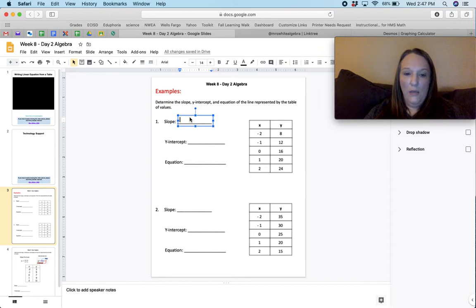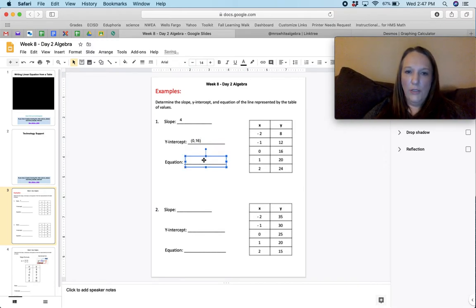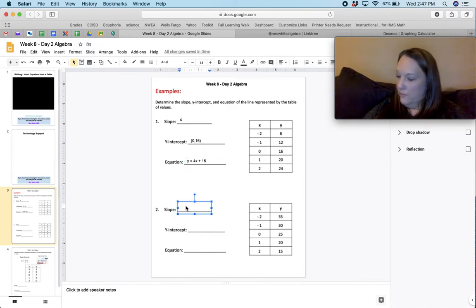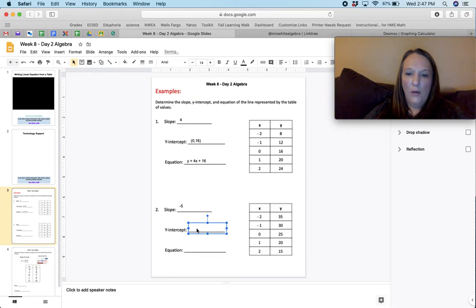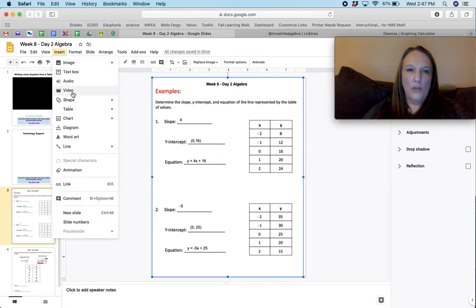So number 1 was 4, 0, 16. And our equation was y equals 4x plus 16. Number 2, our slope was -5. Y-intercept was 0, 25. And then the equation was y equals -5x plus 25. I'm going to go ahead and insert pictures of the work because it shows you how to find the slope, and that might be helpful.